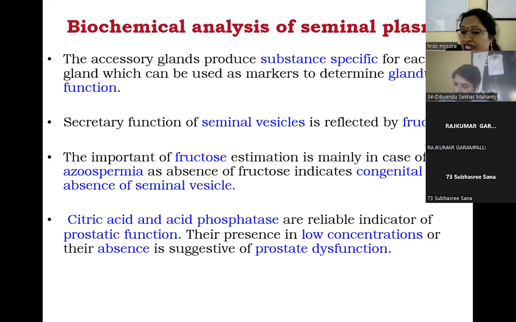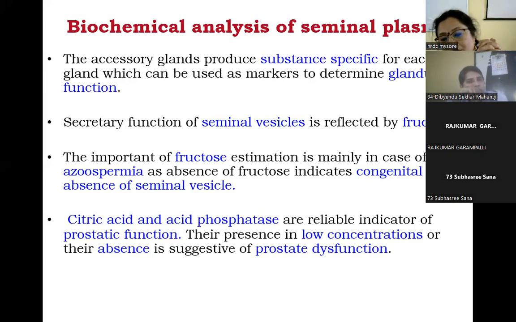Secretory function of the seminal vesicle is reflected by fructose. You must know the spermatozoa has to travel a lot from where it originated. It has to reach the female uterus, or move into the fallopian tube. So it is a very lengthy journey. It requires a lot of fuel, energy for that, and that is supplied from the seminal vesicle. The seminal vesicle is always reflected by the fructose. The importance of fructose estimation is mainly in azoospermia, as absence of fructose indicates a congenital absence of the seminal vesicle. If there is no seminal vesicle, then there is no fructose. So with no fructose, there is no fuel for the spermatozoa to reach.